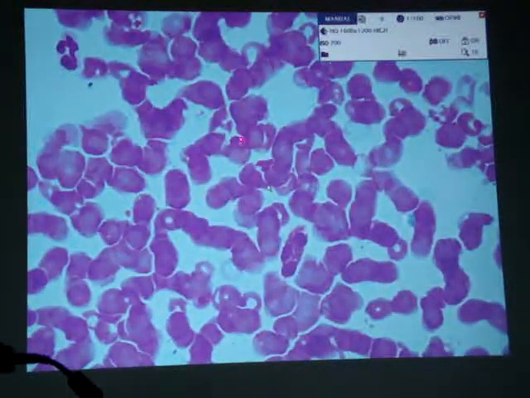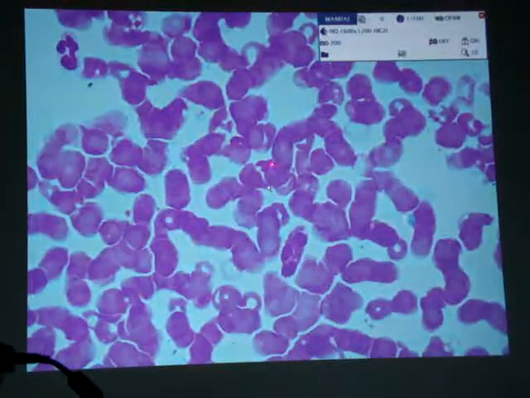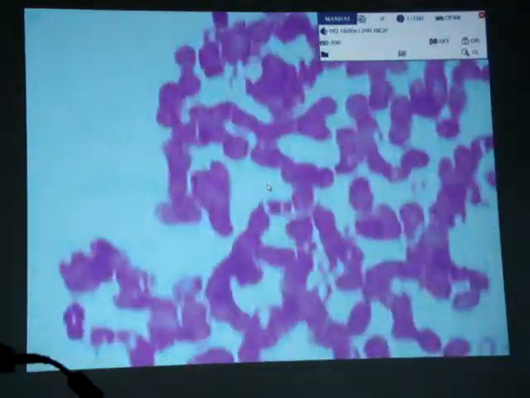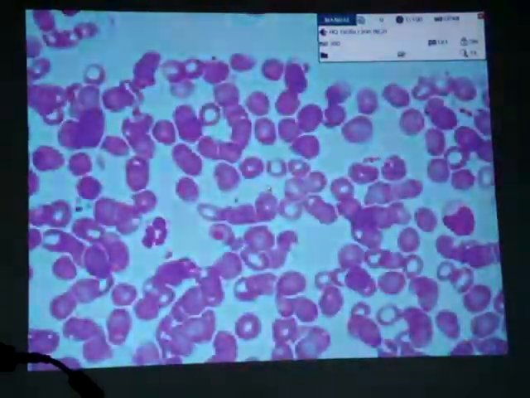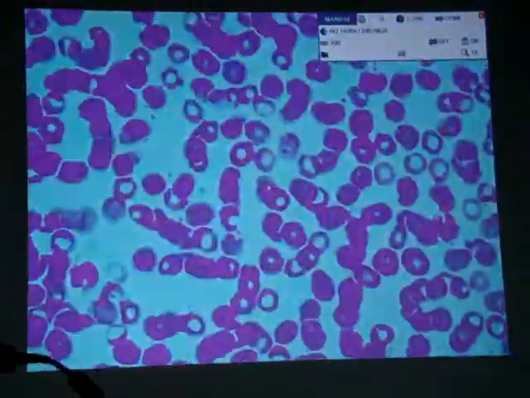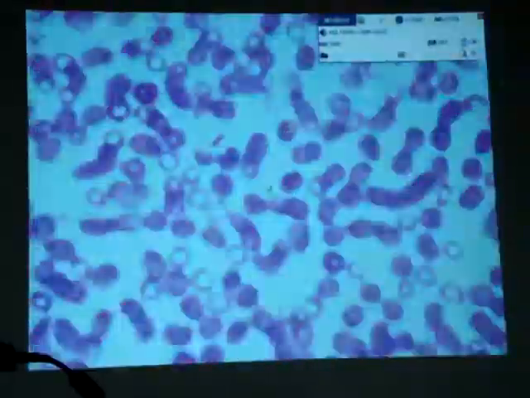And then, yung maliliit na particles na yan, they are the platelets. Can we consider the platelets as cells? Okay, they are actually fragments of what large cell in the bone marrow? The megakaryocytes.